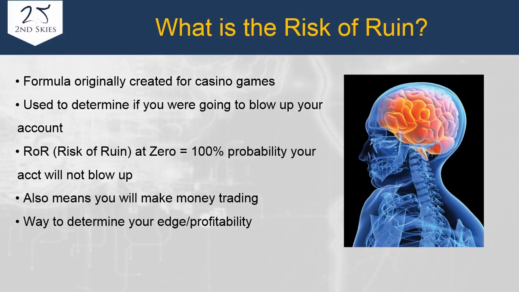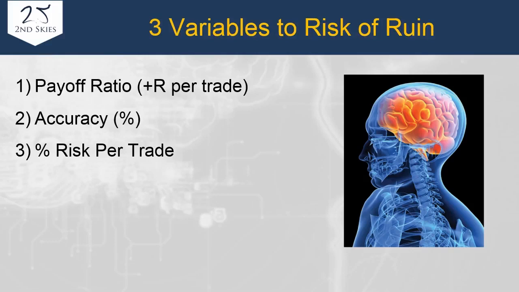If there is a 0% chance that you're going to blow up your account based on your particular stats, then mathematically you are going to make money. It doesn't determine how much, or other variables, but it does determine that you'll protect your capital, you will not blow up your account, and you will mathematically make money. So this is a lens to help you determine your edge and profitability, which we talked about in the first video.